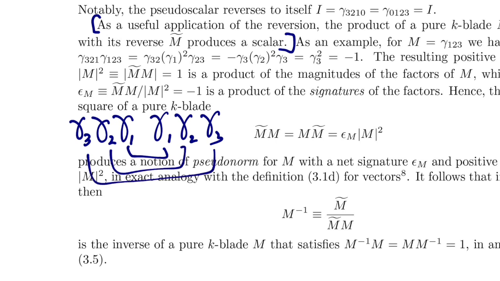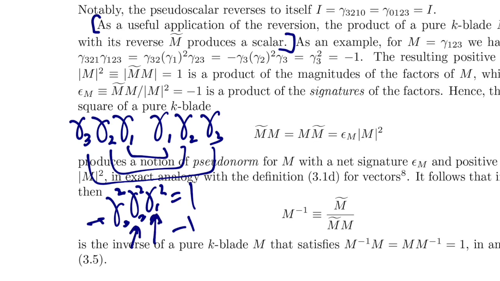And every time you do a pairing, you get a square of something. So you're going to get gamma 1 squared, then gamma 2 squared, and then gamma 3 squared. And if you're in the Euclidean metric, this is always going to be 1. But in our metric, it could sometimes be minus 1. In this case, it would be minus 1 because each of these squares to minus 1 in the convention we're using. The other convention would be that gamma 0 squares to minus 1 and these three square to 1.